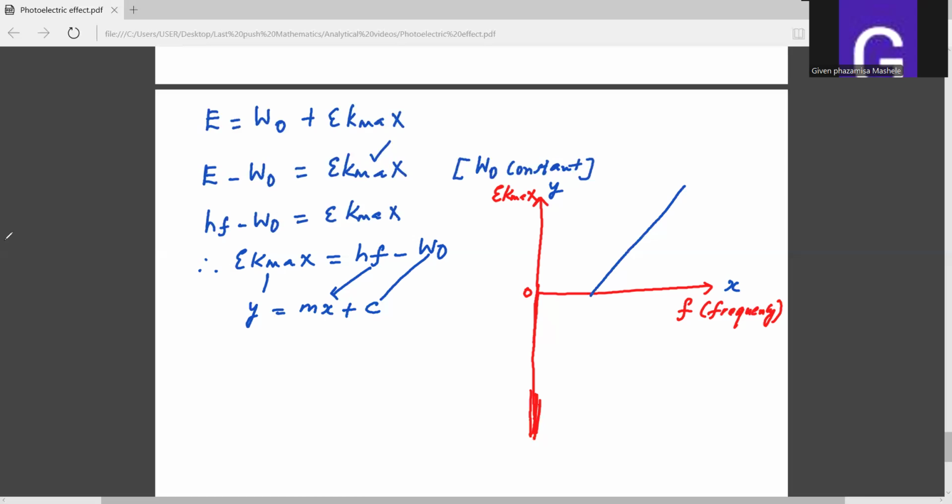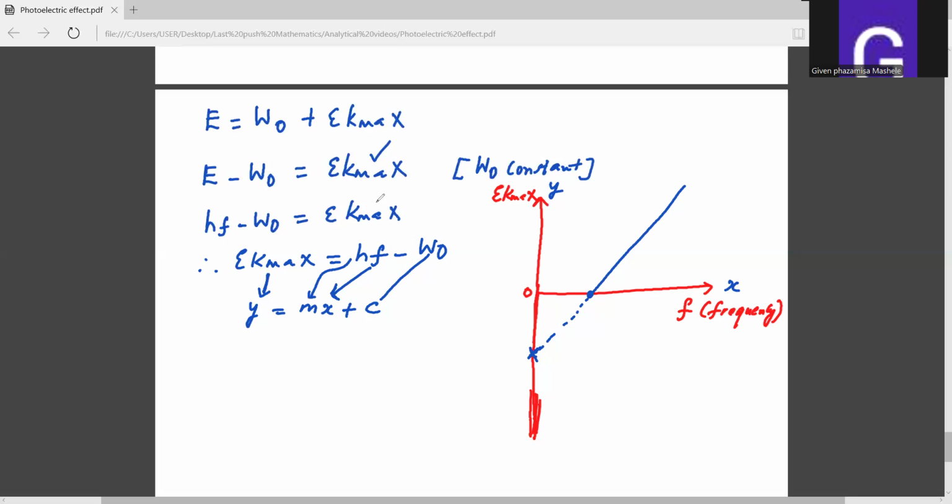So now what is our x value? It means we have something like this. Let me try to use the dotted line. So it will touch the y-axis here. I want you guys to listen to me very well. So with y equals mx plus c, the y is the EK max, the x is the frequency. Then how about this h here? The h is the one that represents the gradient.